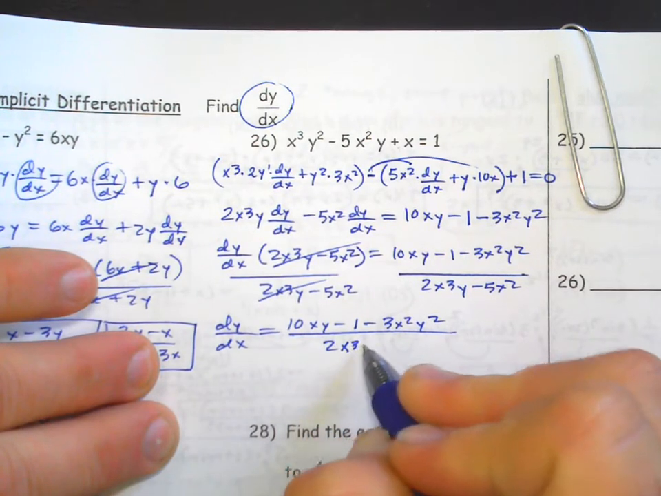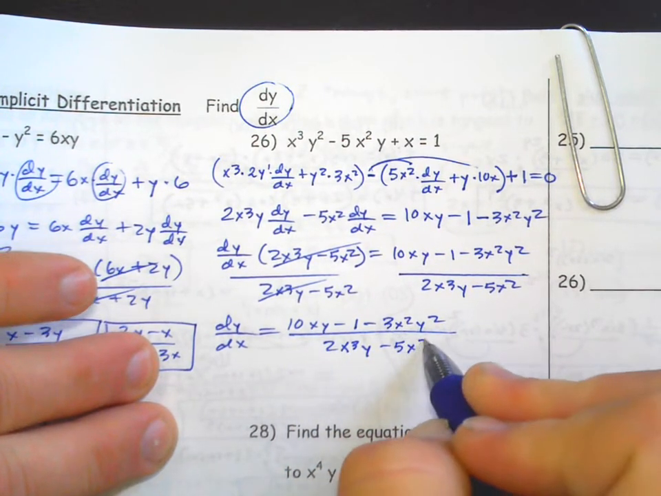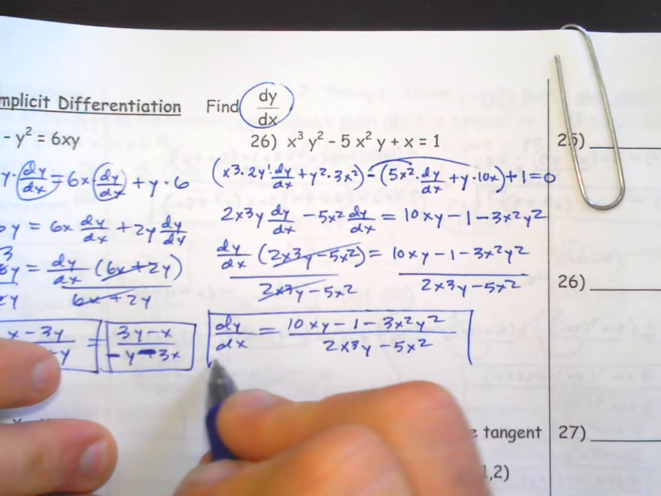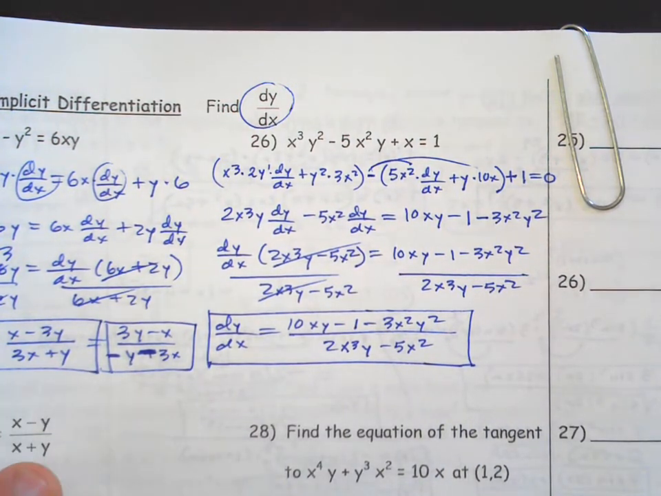Implicit differentiation almost always results in y's in your derivative answers, which is fine. So there you go.